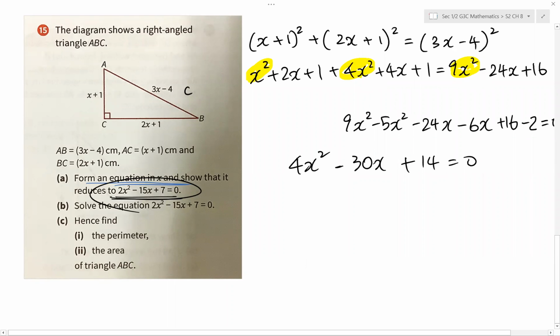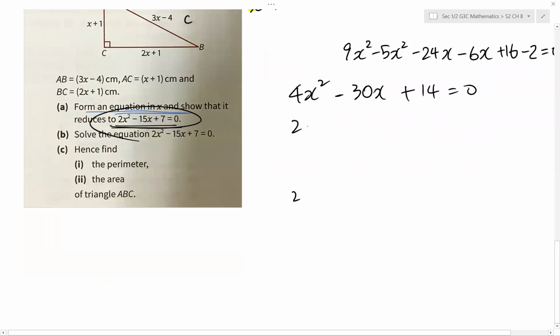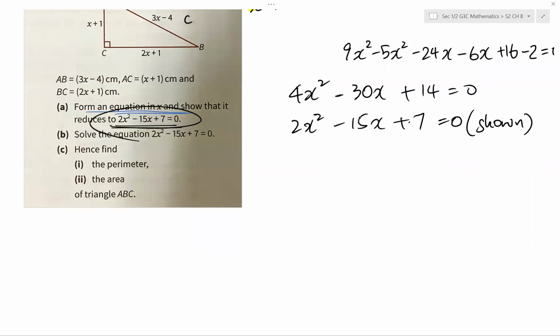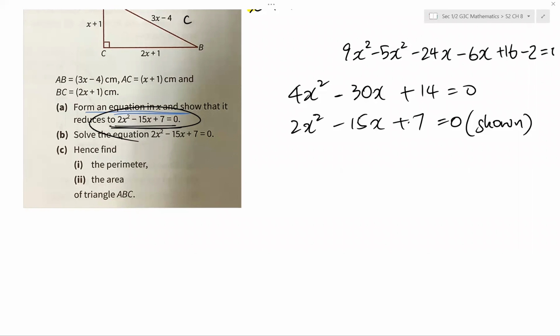So what should you do? You recognize that they are the same, they are similar already. One more step, right? Divide by 2. 2x squared minus 15x plus 7 equals to 0. Shown. So now solve this equation. Can you imagine how we are going to test your Pythagoras and your chapter 5 at the same time already? Like this. We're going to test you this way.